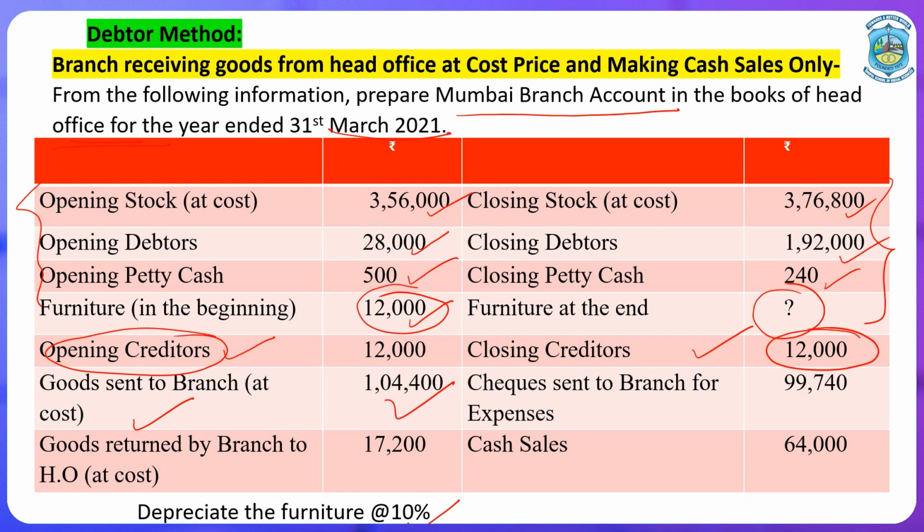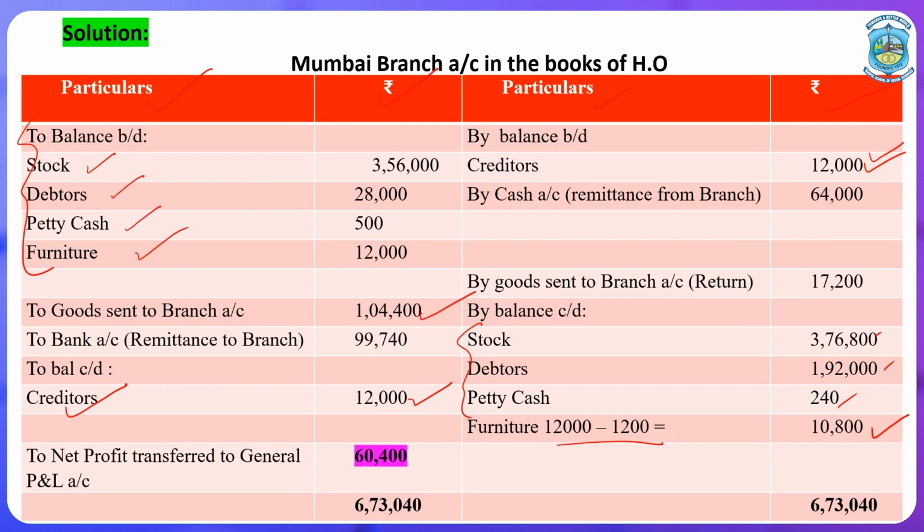And opposite to it, when the goods are being returned by the branch to the head office, that is recorded at the credit side, and any cash remittance that is being paid by the branch office to the head office is recorded at the credit side. So, here first of all, goods sent to branch. Who is sending the goods to the branch? Obviously, the head office. So, goods sent to branch amount is 1,04,400. This is recorded at the debit side of the branch account, since our entry is Mumbai branch account debit to goods sent to branch account. So, it is recorded at the debit side.